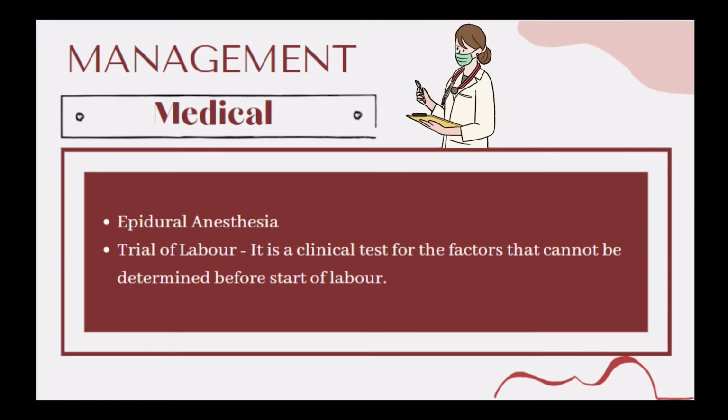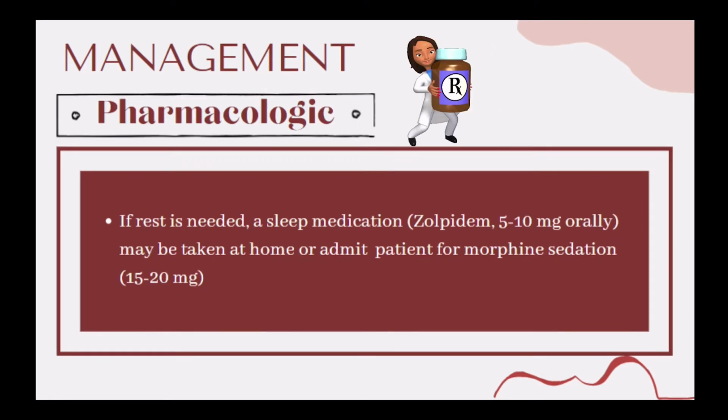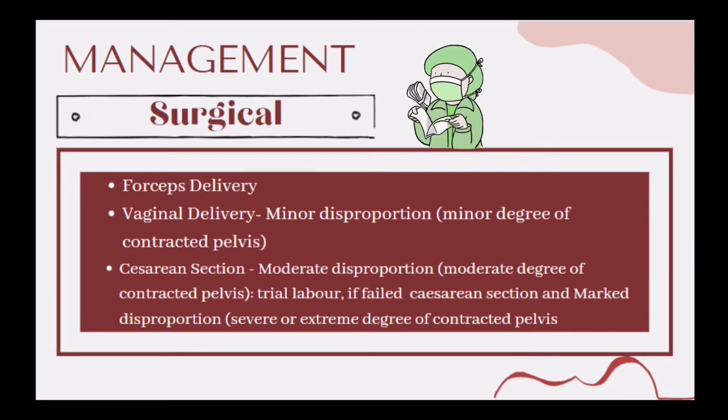Next is the medical management. So first is epidural anesthesia and the trial of labor. Trial of labor is a clinical test for the factors that cannot be determined before the start of labor. Next is the pharmacologic management. So if rest is needed, a sleep medication, zolpidem 5 to 10 milligrams orally, may be taken at home, or admit patient for morphine sedation with 15 to 20 milligrams.